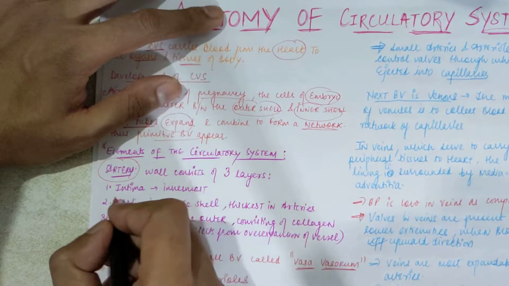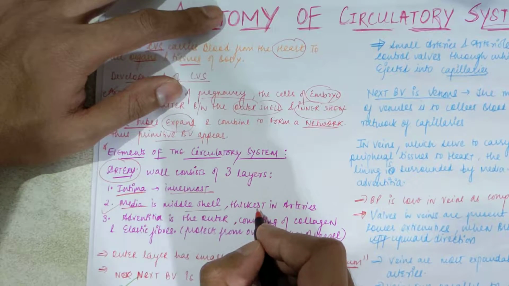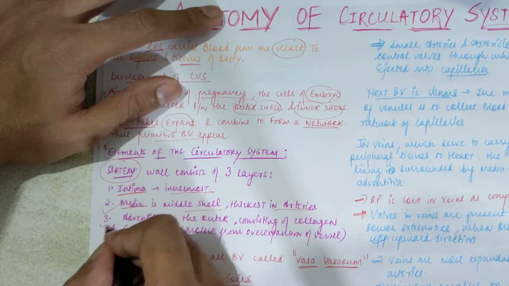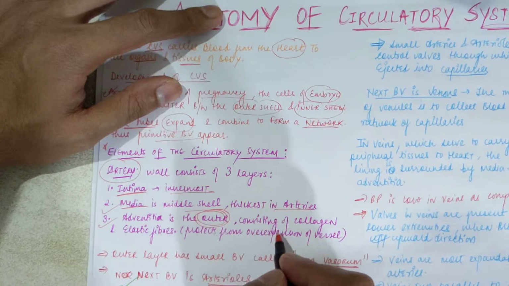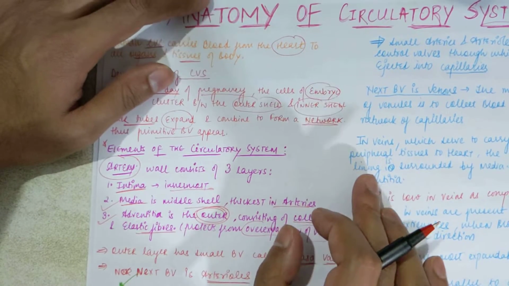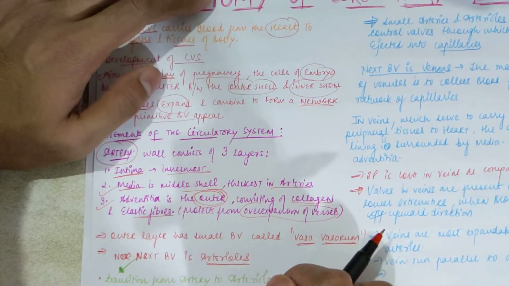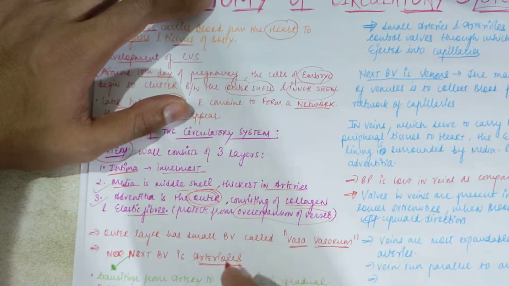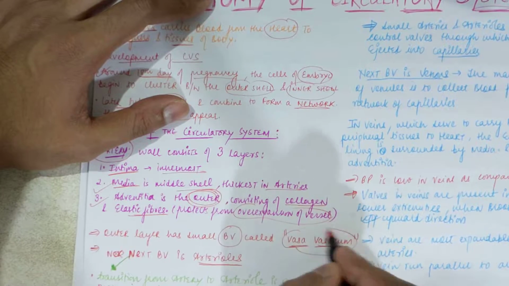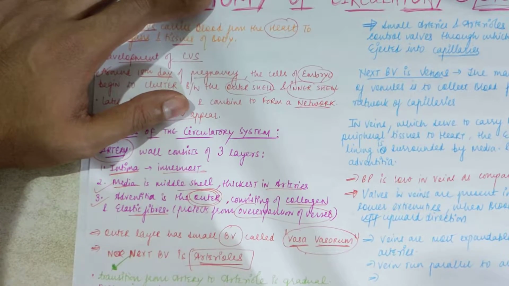Now we have three layers in arteries: intima, which is the innermost layer; media, which is the middle shell and the thickest in arteries; and adventitia, the outer layer, which consists of collagen and elastic fibers and protects the vessel from over expansion. The outer layer of the small blood vessel has vasa vasorum. Next, we have arterioles.